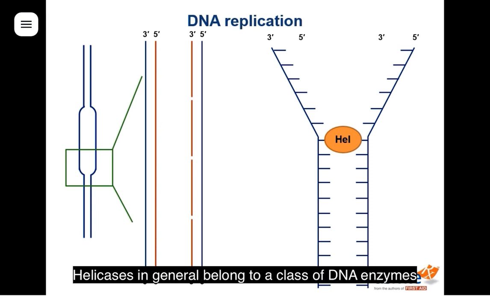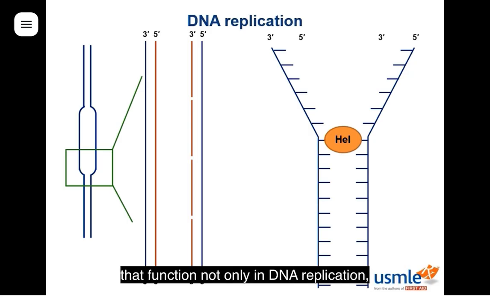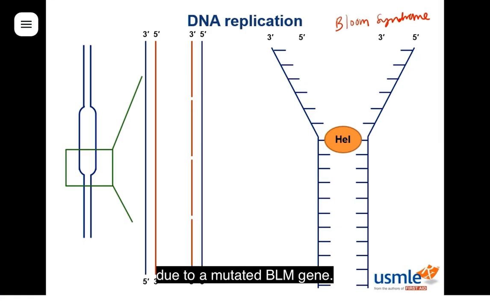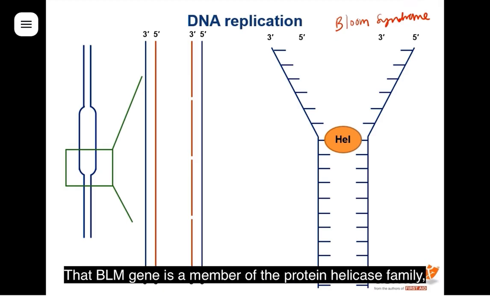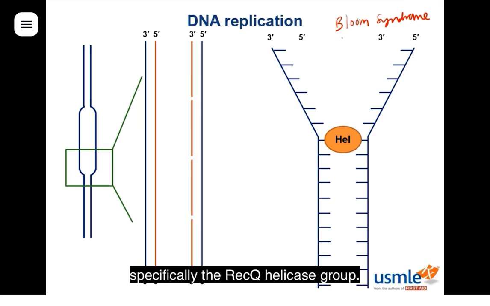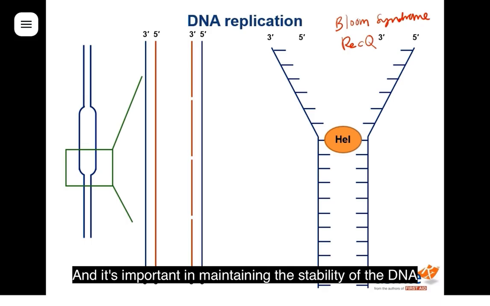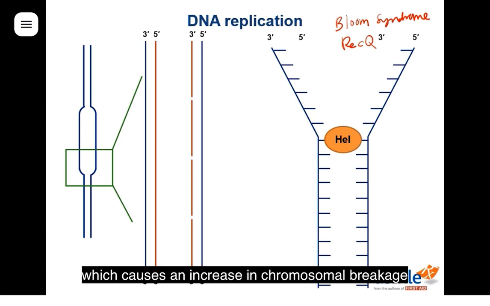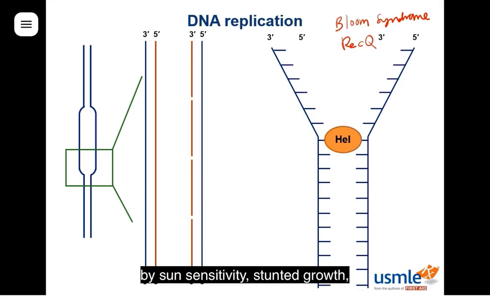Helicases in general belong to a class of DNA enzymes that function not only in DNA replication, but in DNA transcription, translation, and repair. Bloom syndrome is a rare autosomal recessive disease due to a mutated BLM gene. The BLM gene is a member of the protein helicase family, specifically the REC-Q helicase group, and it's important in maintaining the stability of the DNA during the replication process. Hyperrecombination occurs, which causes an increase in chromosome breakage and rearrangement, leading to increased mutations. The disease is characterized by sun sensitivity, stunted growth, facial telangiectasias, and higher incidence of malignancies.